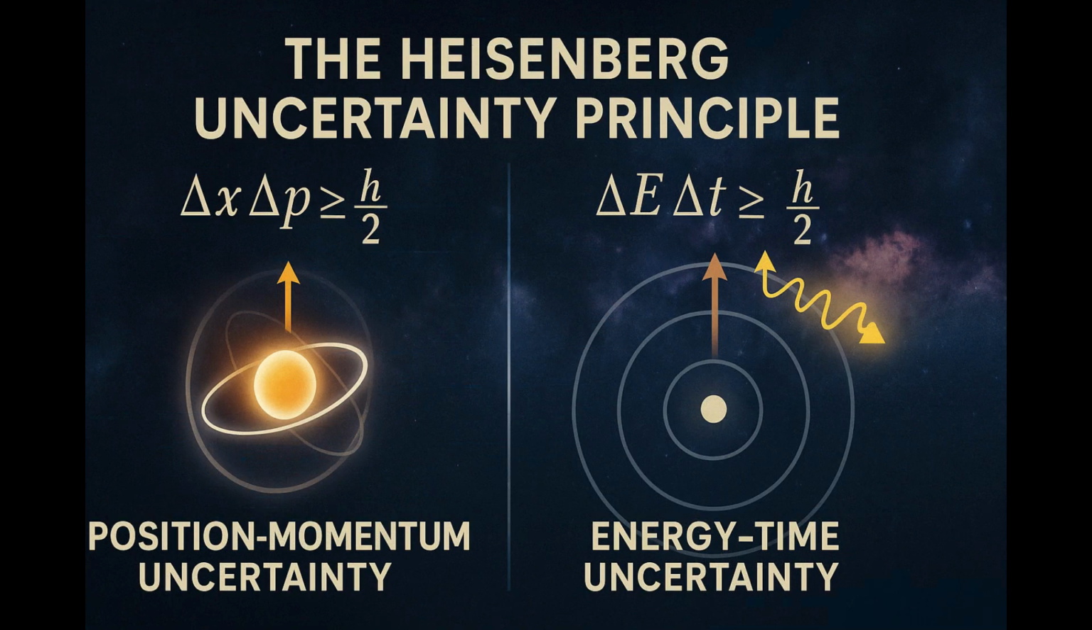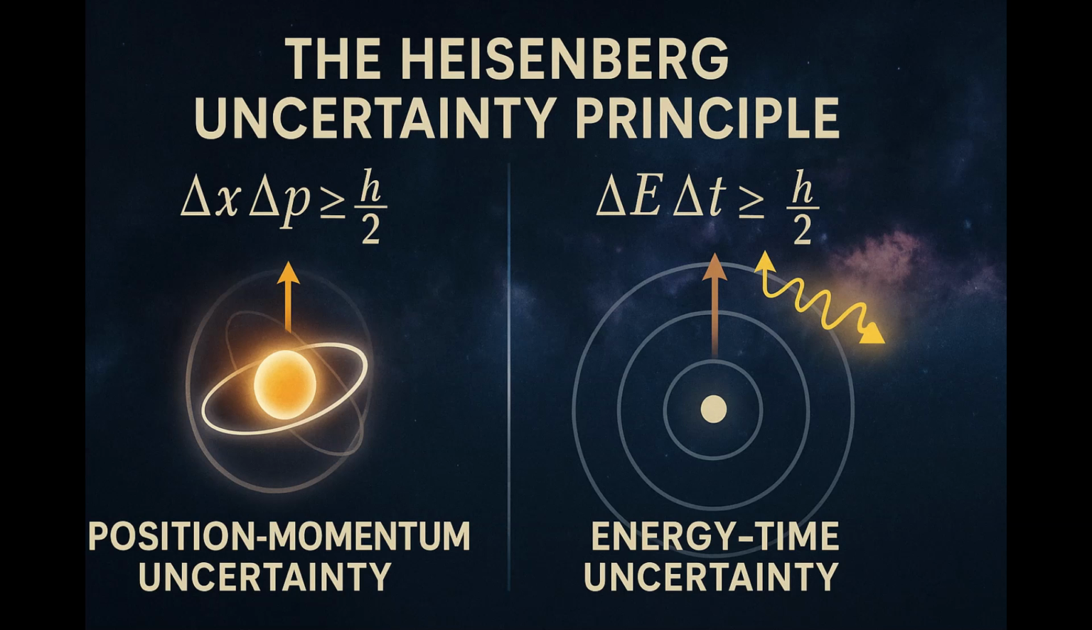Because the math looks so similar, it's easy to assume the meaning must be the same, that we just can't know the exact energy of a particle at an exact moment in time. But that's not quite right. The energy-time uncertainty principle works a bit differently. You see, in quantum physics, time is not something we treat like a standard observable. It doesn't have a corresponding time operator like position or momentum do.